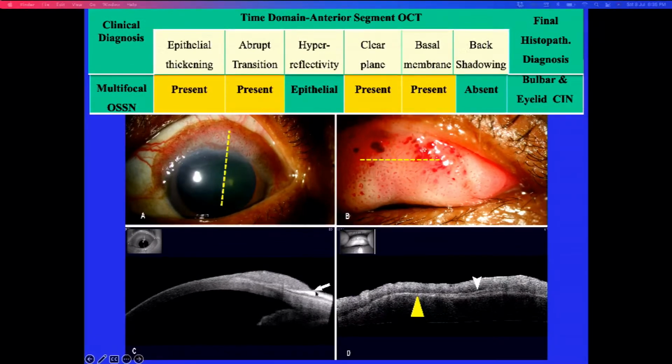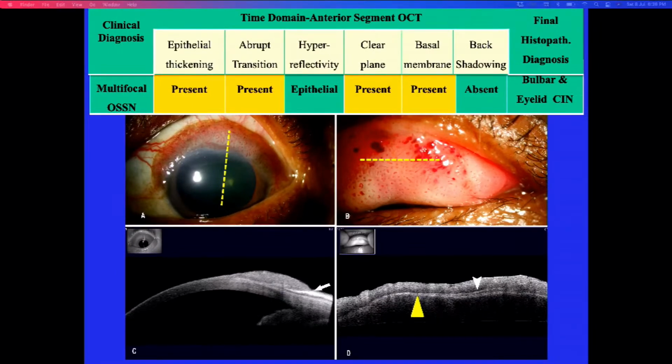So what is epithelial? Let's go from this side. There is epithelium, and then it becomes thickened. And then you have an abrupt transition, which I've shown as a white arrow there. You have a hyperreflectivity; you seem to see that there is a hyperreflectivity compared to the other regions. You had a basal membrane. So these three were described in the literature.